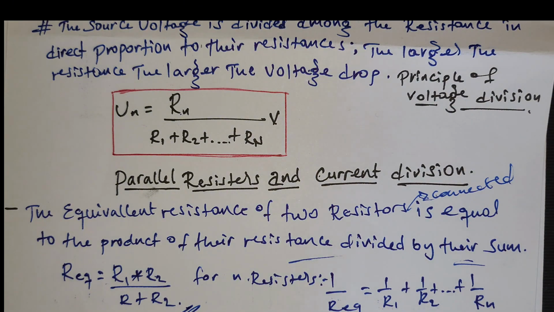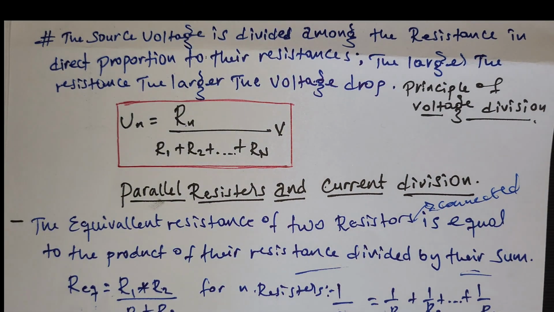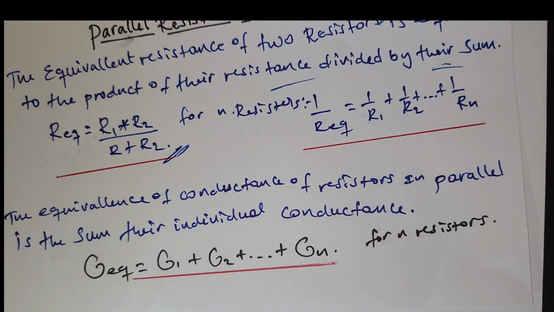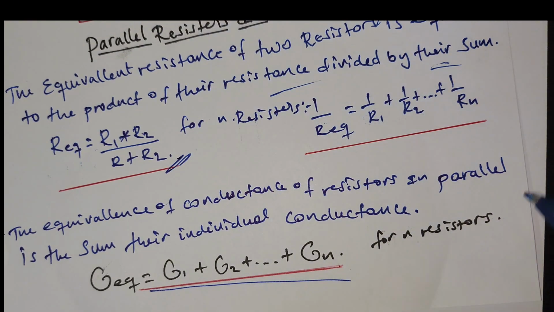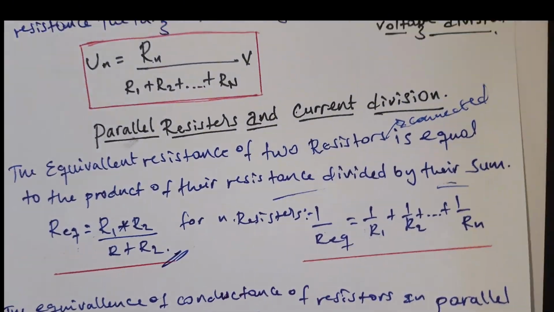So the equivalent conductance of resistors in parallel, we know that conductance is the reciprocal of the resistance. The equivalent conductance is depicted by G. For conductors connected in parallel, the equivalent is found by adding the individual components, because conductance is the reciprocal of resistance. So this is how we can calculate.